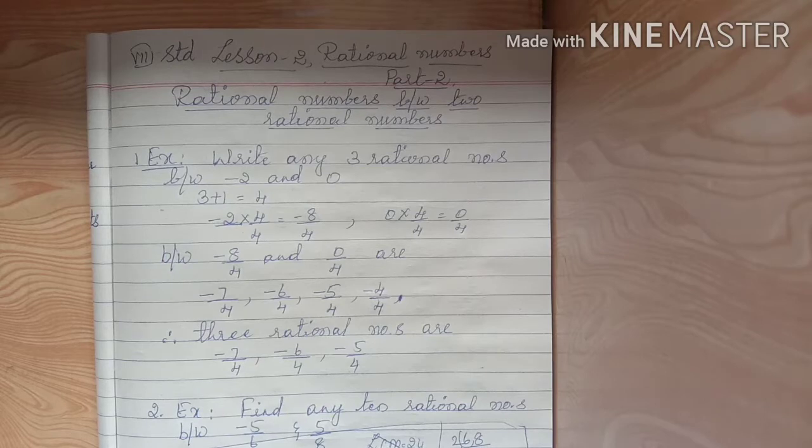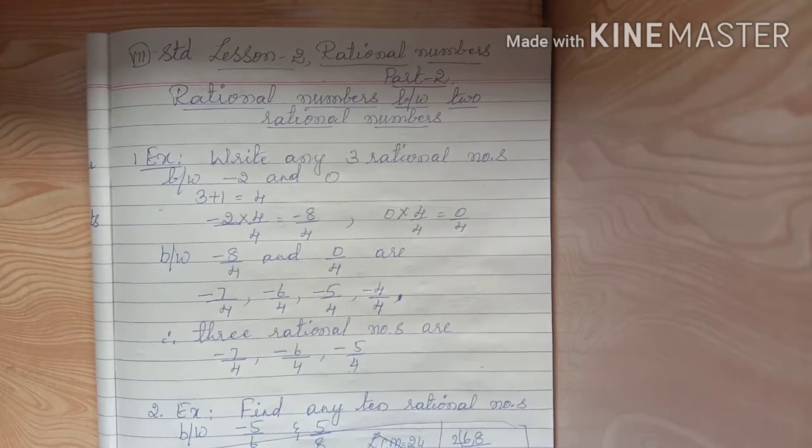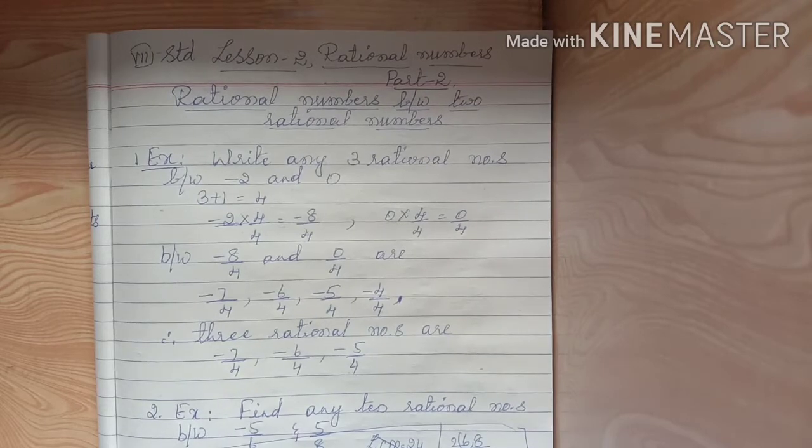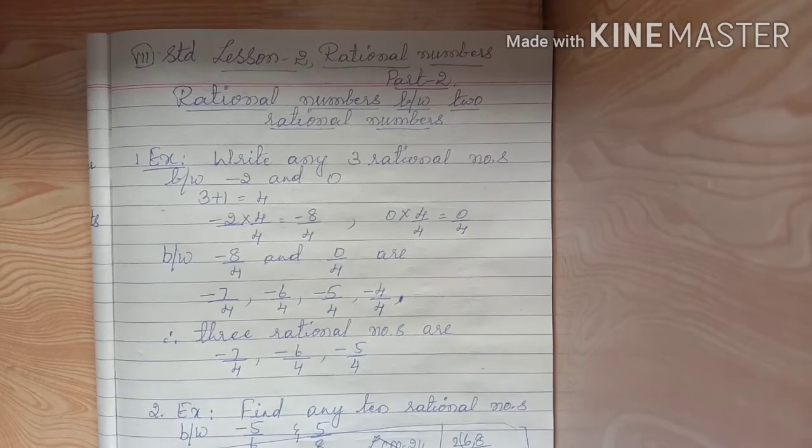Now we have to write numbers between -20 by 24 and 15 by 24. So: -19 by 24, -18 by 24, -17 by 24, -16 by 24, -15 by 24, -14 by 24, -13 by 24, -12 by 24, -11 by 24, -10 by 24. These are the 10 rational numbers between -5 by 6 and 5 by 8. This is how we have to find rational numbers.